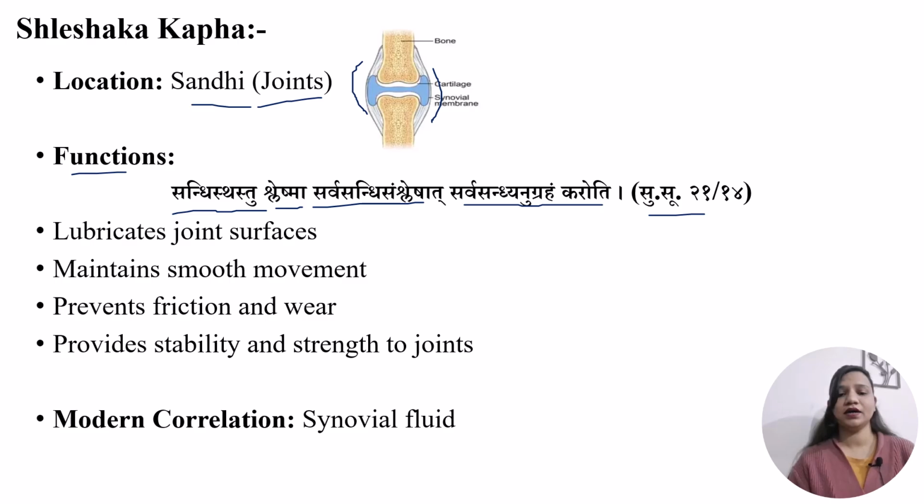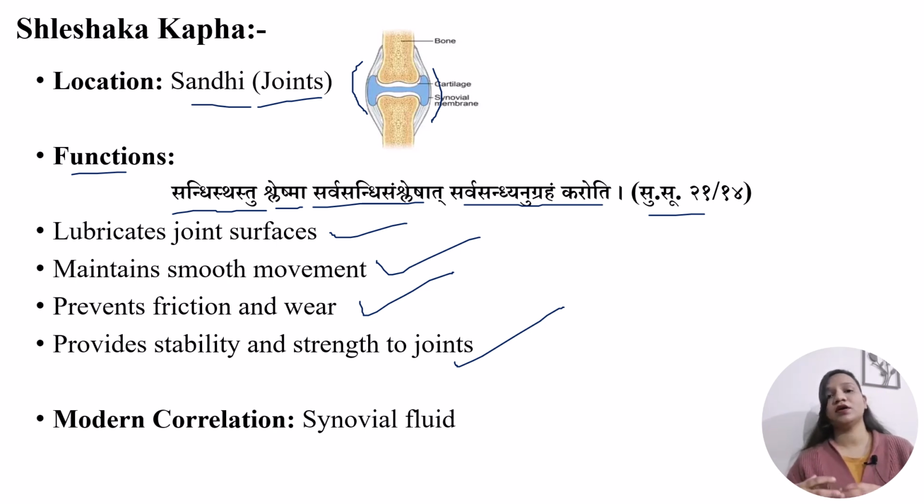It lubricates the joint surfaces, it maintains smooth movement, it prevents friction and wear, and it provides stability and strength to the joint, which are all the functions of Shleshaka Kapha, and which can easily be correlated with the synovial fluid present between the synovial joints. Okay, so I hope you understand the Shleshaka Kapha located in Sandhi, and we can compare it with the synovial fluid because of the similarities in the functions and also qualities.